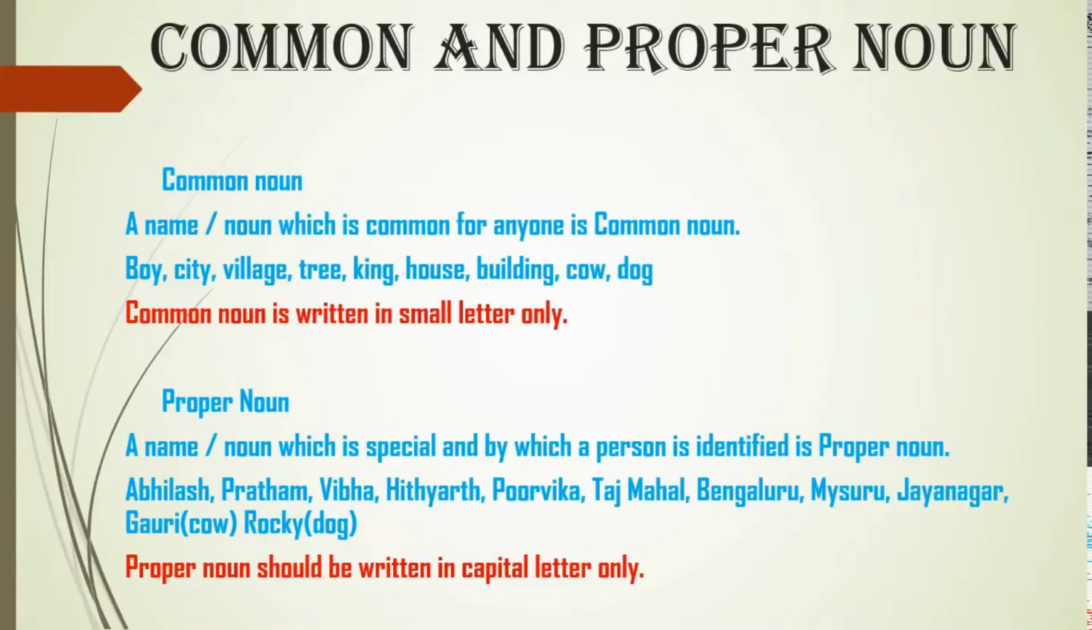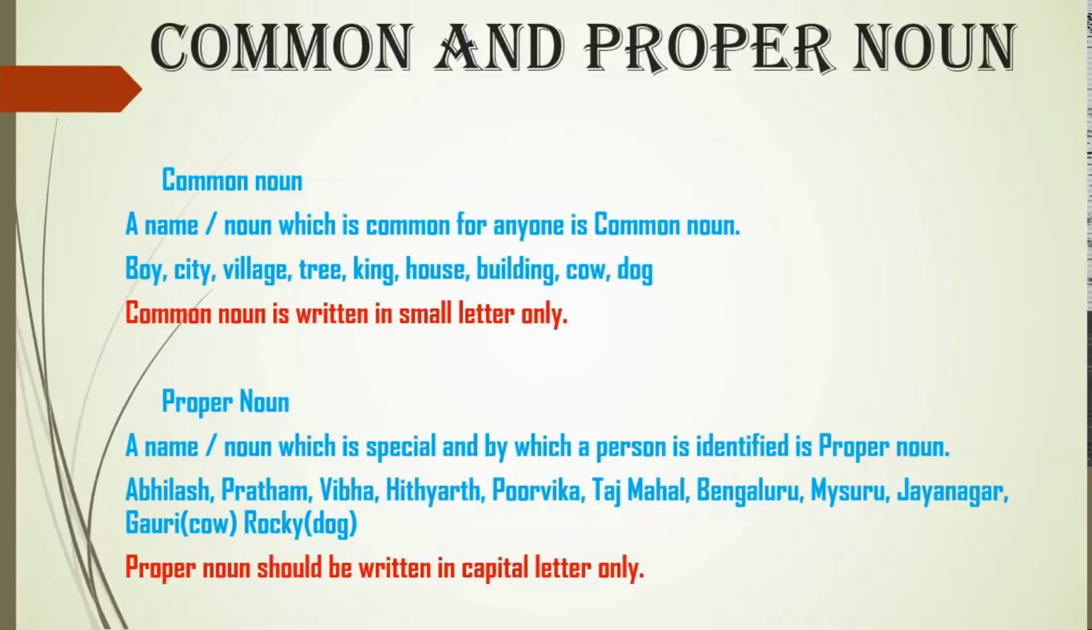Abhilash, Pratham, Vibha, Hityarth, Purvika. These are the names of children. Okay. So these names, you can see that they start with a capital letter. Taj Mahal, it's a monument. Bengaluru and Mysuru are cities. Jayanagar is a locality. Gauri and Rocky.